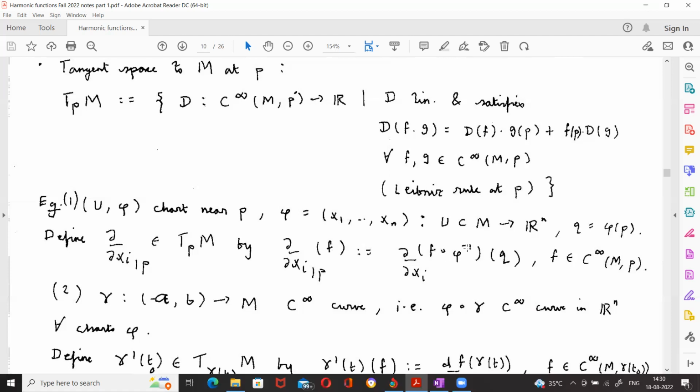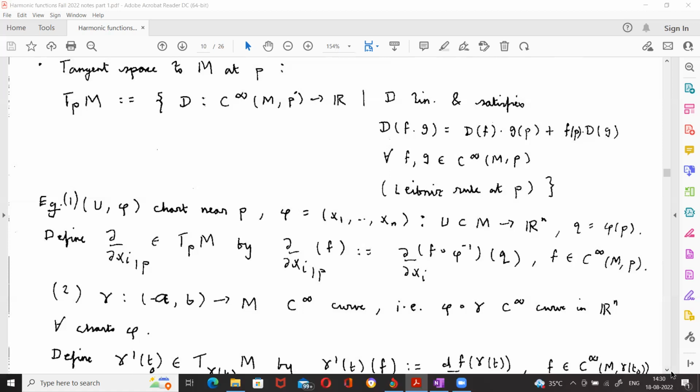So this will become a smooth function in a neighborhood of Q in Rn. Now this is a function in Rn, so I can take its usual ith partial derivative, del del xi, at the point Q. This defines something for me. It's clear that this partial derivative is linear and it satisfies the Leibniz rule, right? So this will define an element of the tangent space. Is this clear? Yes.